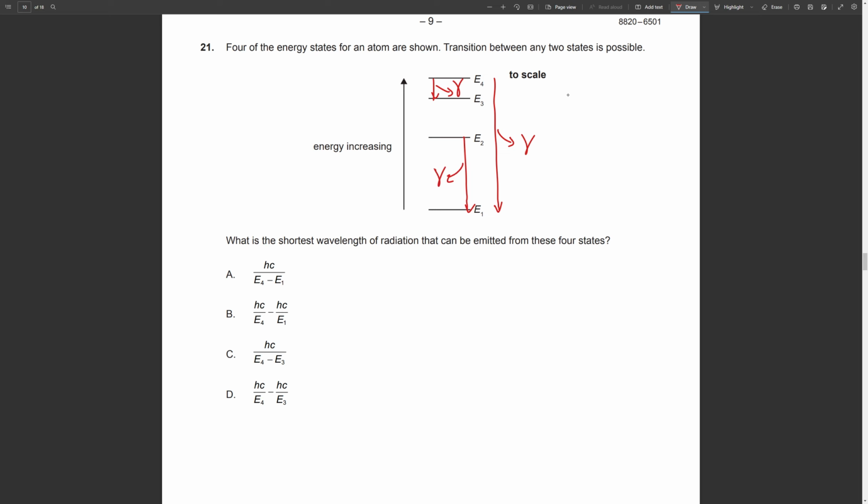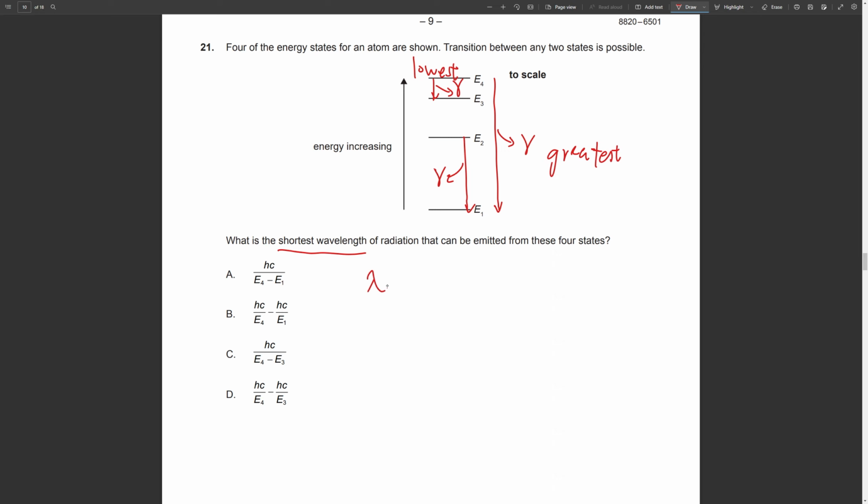Each photon, its energy is determined by the difference between the starting energy level and the ending energy level. For instance, E4 to E3, it gives you the lowest energy. From E4 to E1, it is the biggest leap and it will give you the greatest energy. Which one are we looking for? We should get the shortest wavelength.